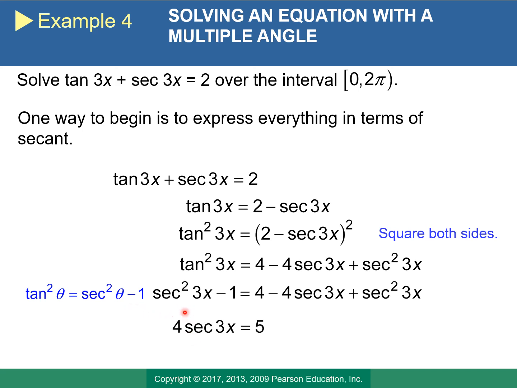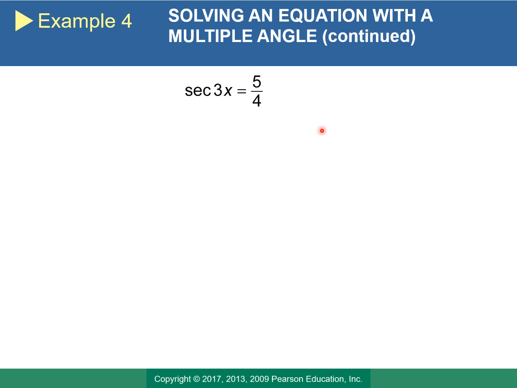If you simplify, you'll just get 4 secant 3x equals 5. Let me walk you through it real quick. If you add the 1 over here, that's where the 5 came from. If you take this negative 4 secant 3x and add it to the left side, that's why it's now positive. And if you subtract secant squared 3x from both sides, it goes away, it adds up to 0. If you divide by 4, you get secant 3x is 5/4.